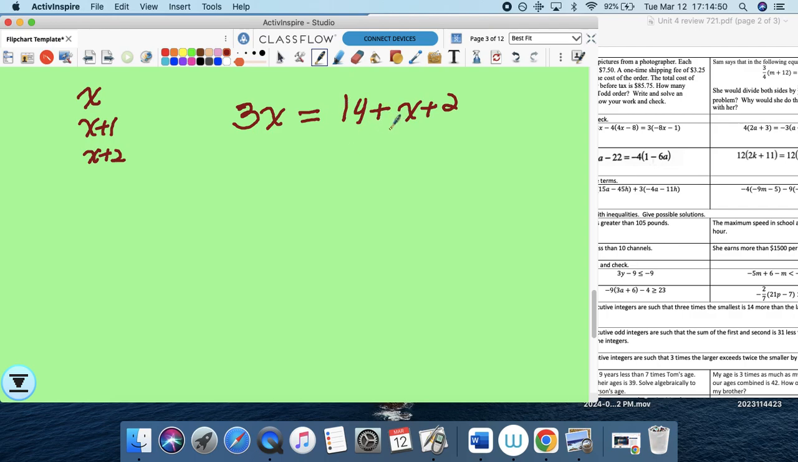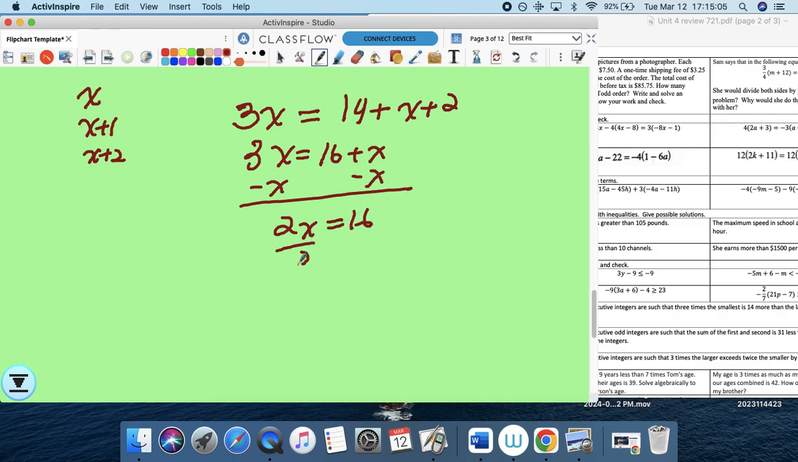Find the integers. Well, now just solve it. So 3x equals 16 plus x. I combined 14 and 2. Minus x, minus x. I get 2x equals 16. Divide both sides by 2, and x equals 8. So that means my smallest integer is 8. My second one is 9, and the third one is 10.